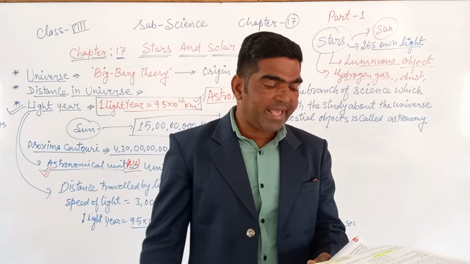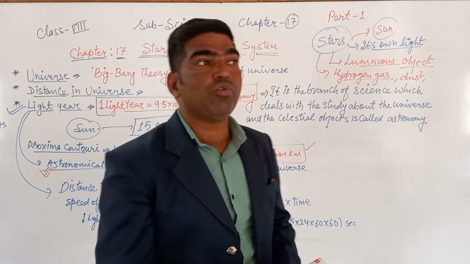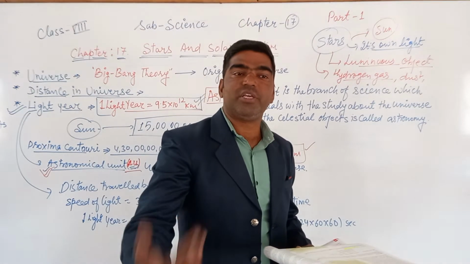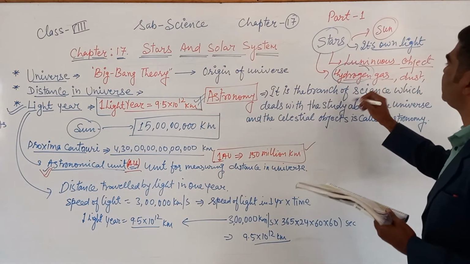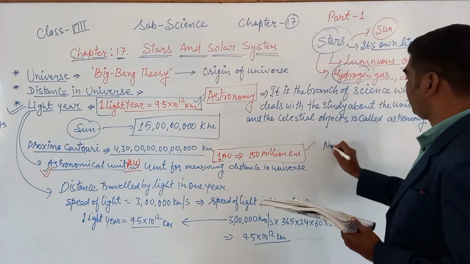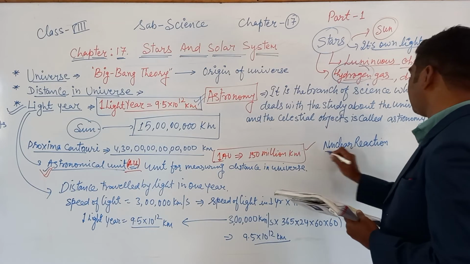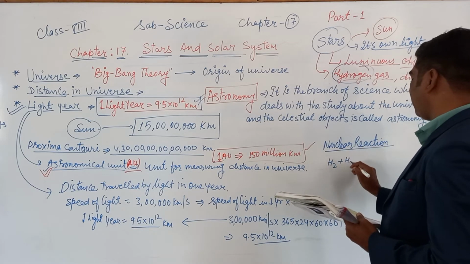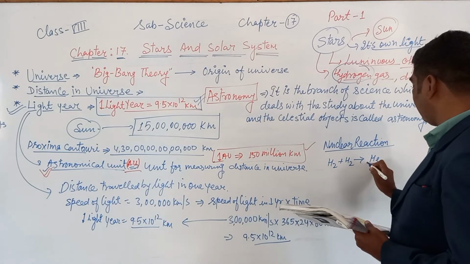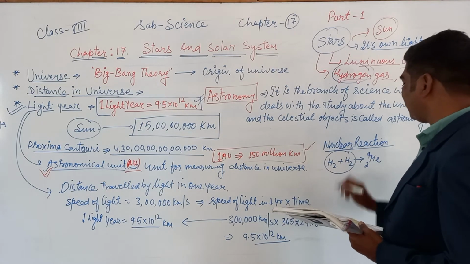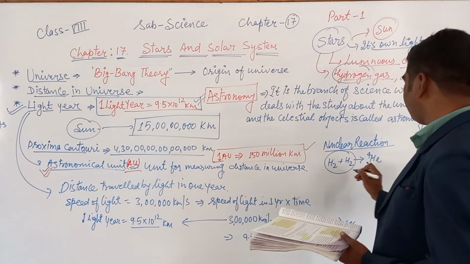So, they undergo complex nuclear reactions to produce a tremendous amount of heat and light. The source of light or heat in the Sun is what? Hydrogen. This hydrogen undergoes numerous nuclear reactions. Nuclear reaction takes place with this hydrogen, and hydrogen fuses together and forms helium. This process is called fusion.